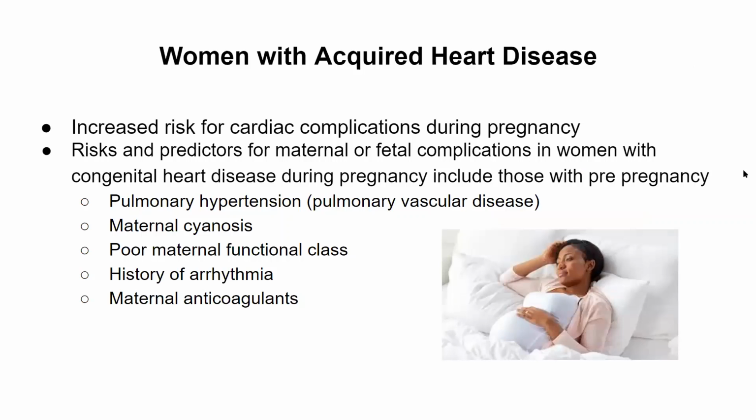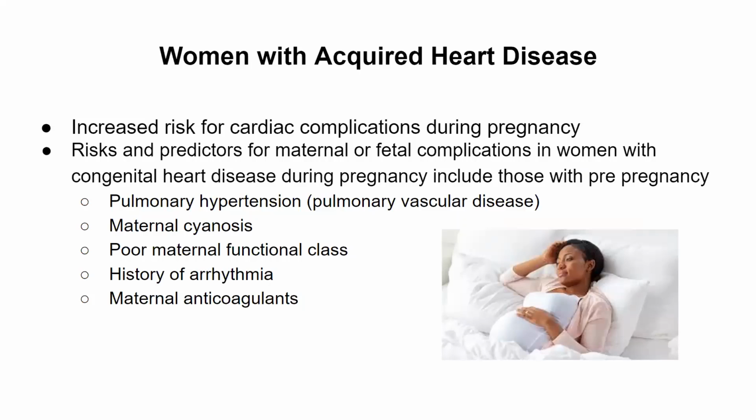So women with acquired heart disease, why are we seeing more of these patients? Well, as Autumn mentioned, it's because we're fixing these patients when they're children, when they're babies, and we also have these fertility options now for women like this. So we need to know what to do. This is new, right? They have increased risk for cardiac complications during pregnancy because they already have acquired heart disease.